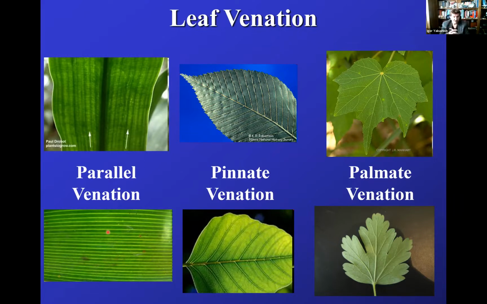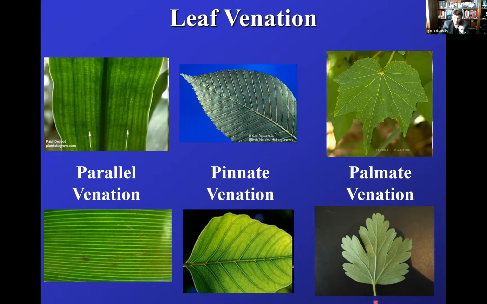But from the biology's sake, it is parallel venation, and typically this is monocots. You see parallel venation, most likely you're looking at the monocot. Now, pinnate venation, let's go with the palmate venation.